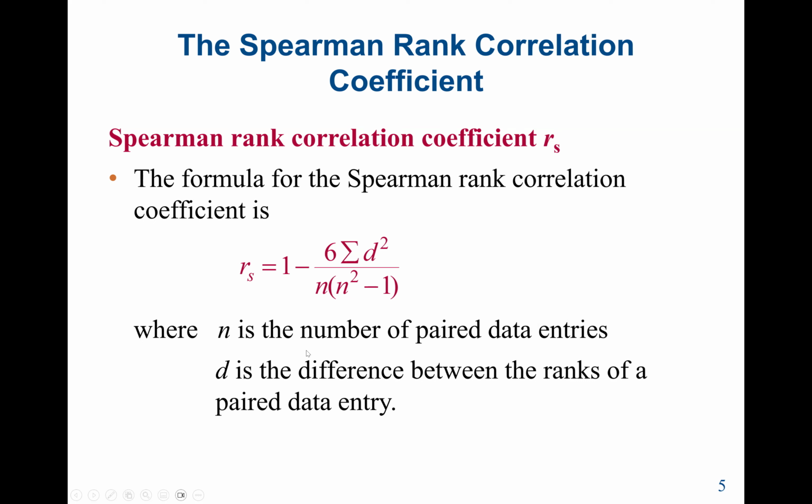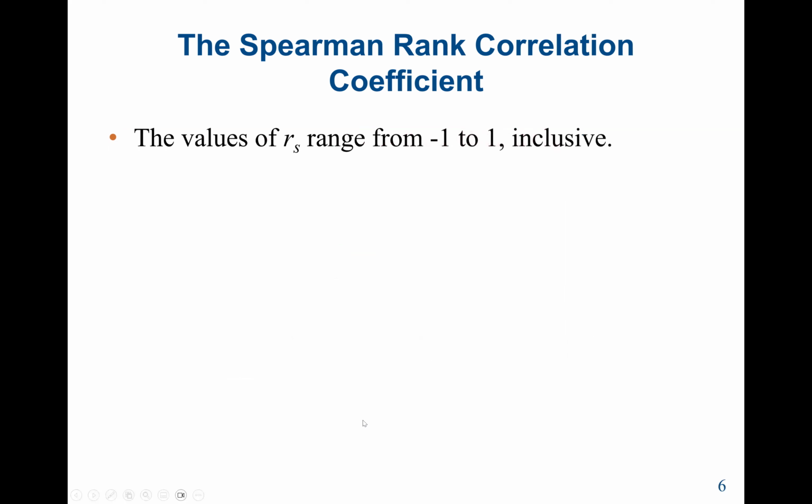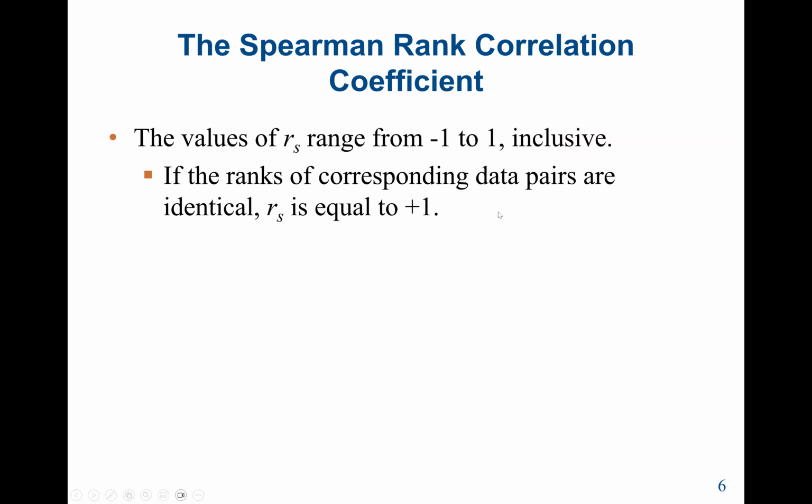But here we say that it is the number of paired data entries, because again, with Spearman, we have to use two data sets. That's two variables. We're going to see an example in a few minutes. So d is the difference between the ranks of the paired data entry. Now, the value of r_s ranges from -1 to +1 inclusive, meaning including -1 and 1, same as Pearson.